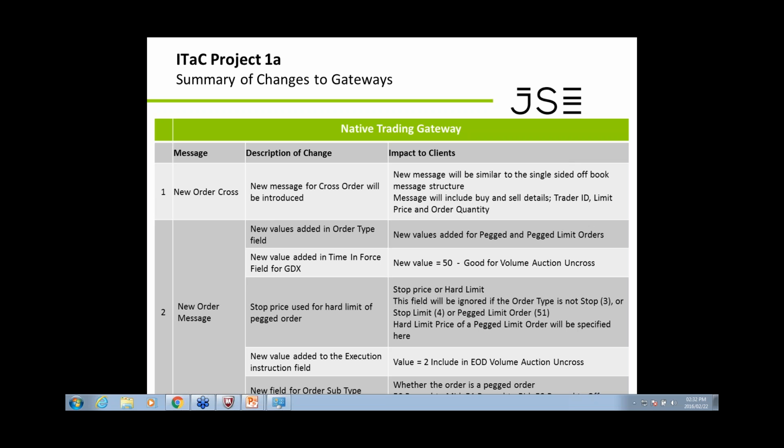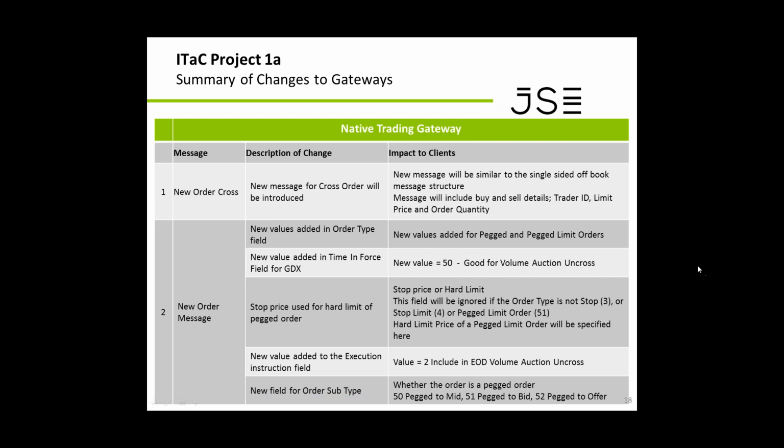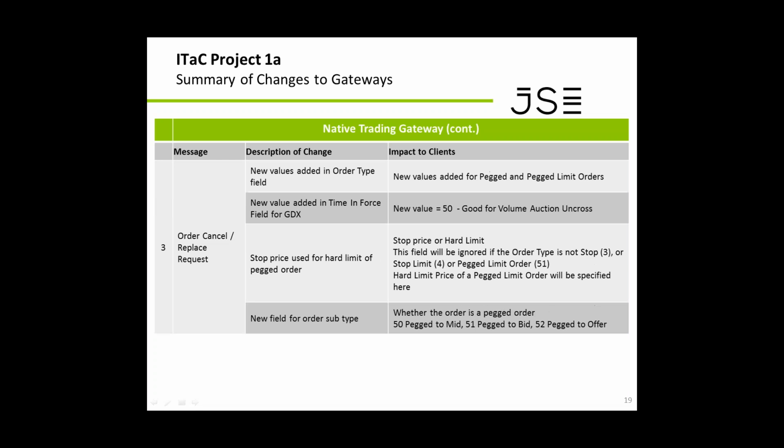Just on the native trading gateway continued, on the order cancel or replace request message, we also have a series of changes for new values added in the order type field, as well as time in force again for GDX. Same thing for the pegged orders hard limit, as well as the order subtype to cater for the pegged order limits, as well as the volume auction and cross. Any questions there?